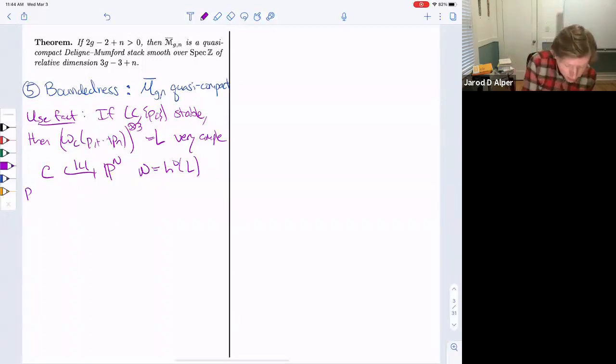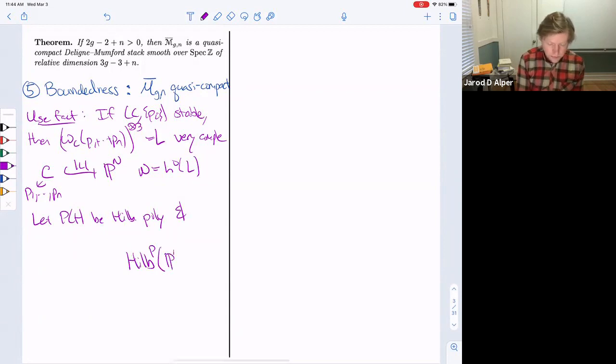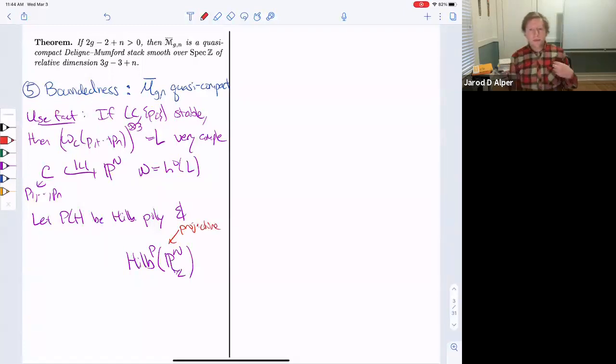And we also have n marked points on C. Let P(t) be the Hilbert polynomial, and then let's take the Hilbert scheme of subschemes of projective space P^N. The point here is we know this is projective. In particular, it's quasi-compact. Almost every boundedness argument in moduli theory eventually relies on the boundedness for a Hilbert or a Quot scheme.